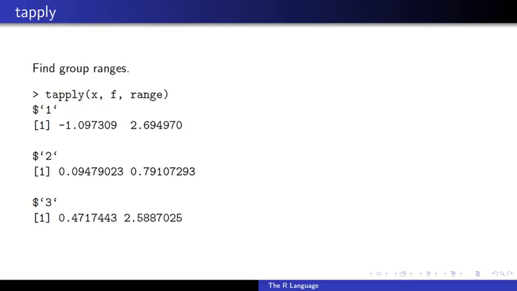I can pass it a slightly more complicated summary statistic. So here, instead of calculating the mean, which returns one number, I'm going to calculate the range of observations. So this gives me the min and the max of the observations within that subset of the vector x. And so here I'm getting a list where each element is a vector of length 2.